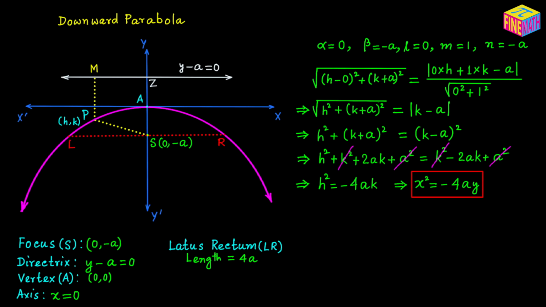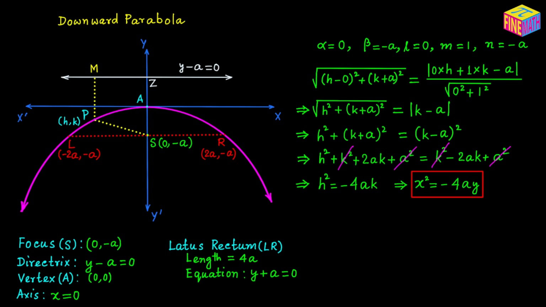And what would be the equation of the latus rectum? Well, in this case, the latus rectum is parallel to the x-axis. It passes through 0, negative a. So in this case, for any point on the latus rectum, it will be y equals negative a. That means its equation can be written as y plus a equals 0. And then let's see the coordinates of the end points of the latus rectum. They will be like this.